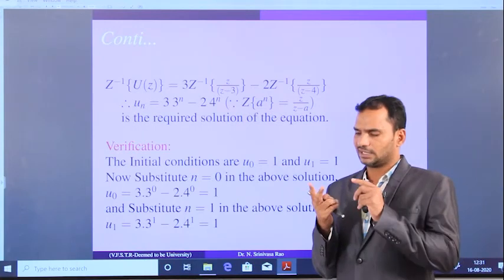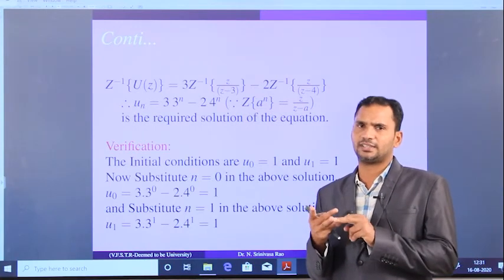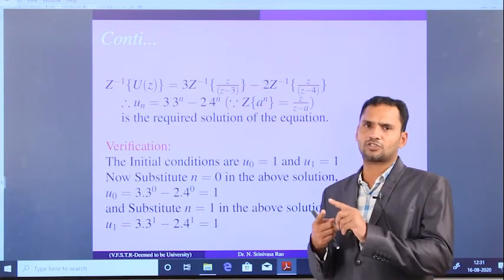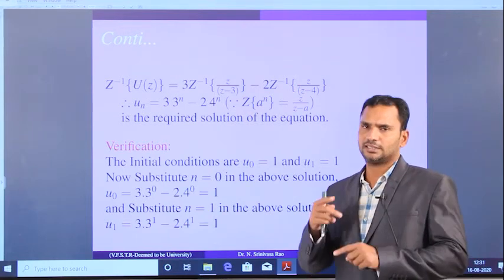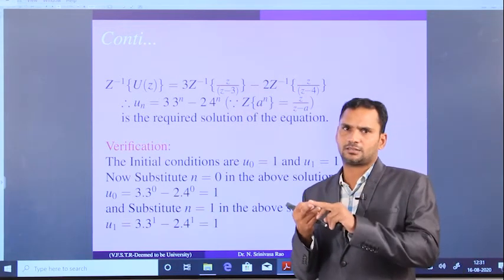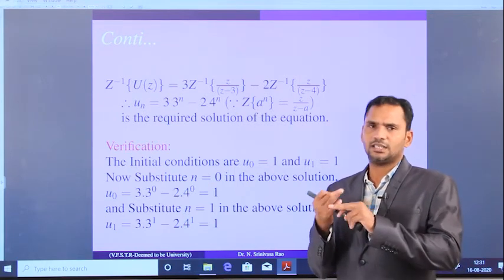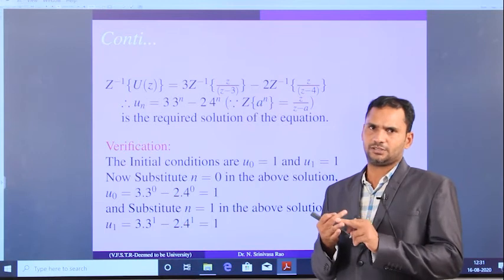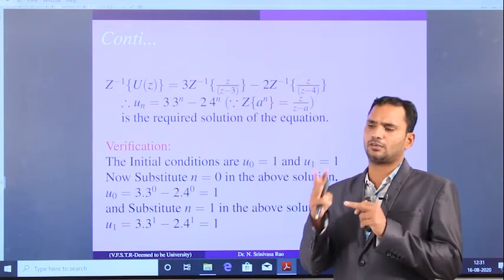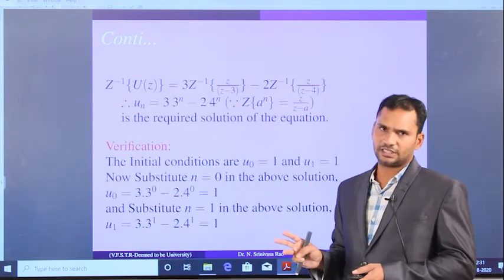So remember there are three major parts. The first one is apply Z transform on both sides. This is the first step. Then the second step is decompose into partial fractions, and the next one is apply inverse Z transform on both sides. So these are the three major steps involved in solving difference equations.